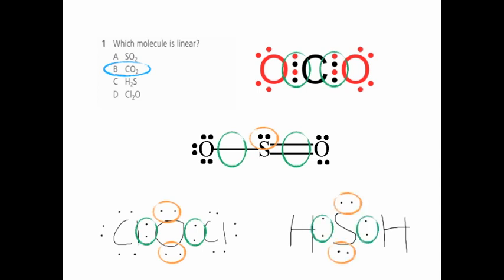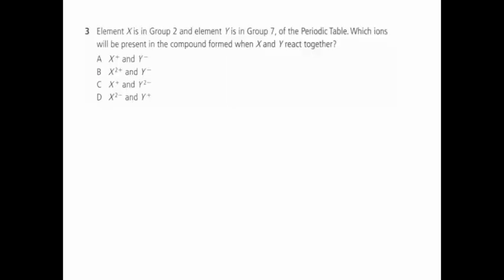And last, H2S is exactly the same situation as Cl2O. Four charge centers making a tetrahedral shape, but two are non-bonding pairs or lone pairs, so we don't see them, so we see a bent shape. So once again, this leaves carbon dioxide as the only linear molecule among these four.